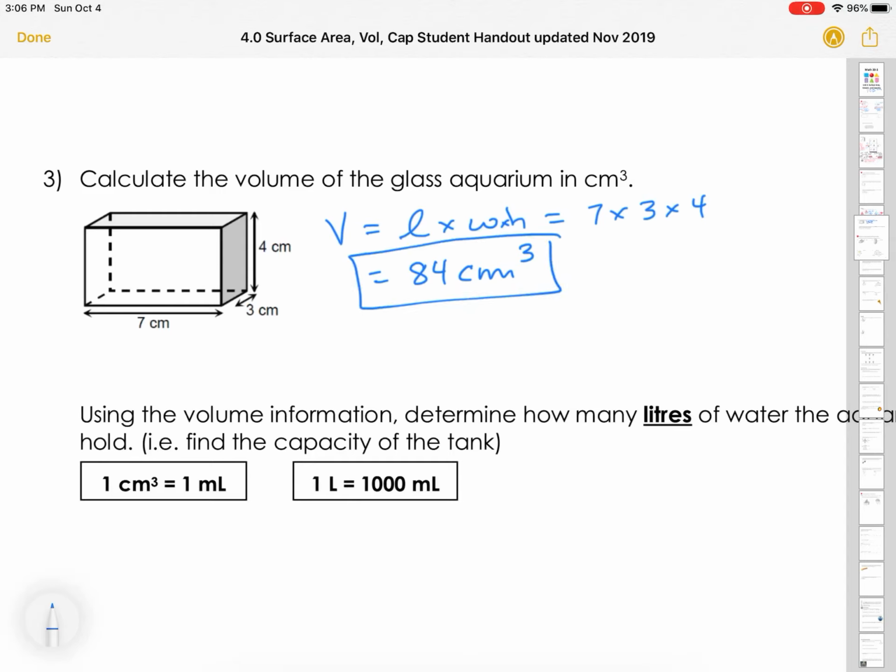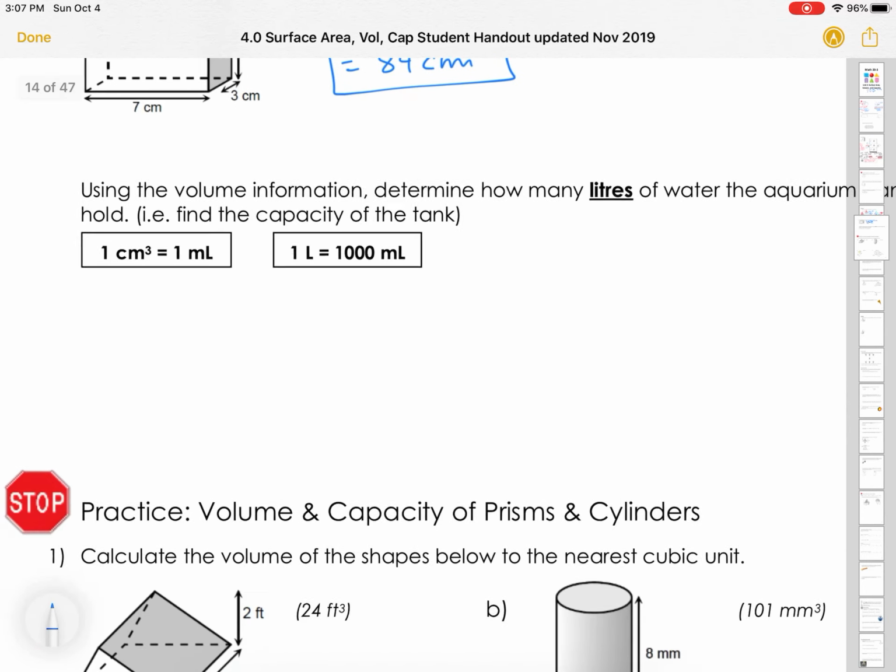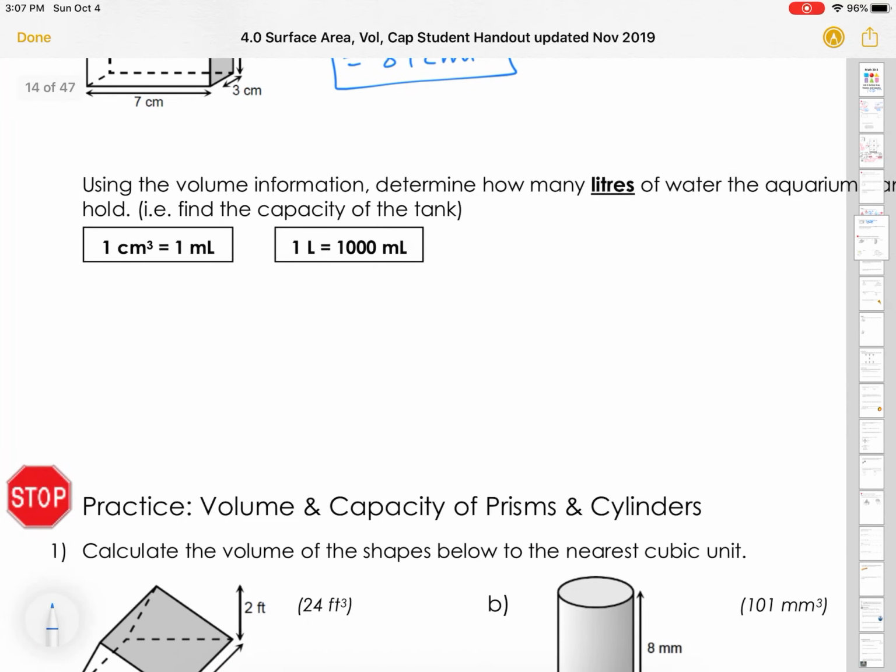So, pretty straightforward. I like rectangular prisms and I like cylinders. Triangular prisms, they're not too bad, but you have to do a little more work because very often you have to calculate the height. Now, using the information, determine how many liters of water the aquarium can hold. So, to find the capacity.